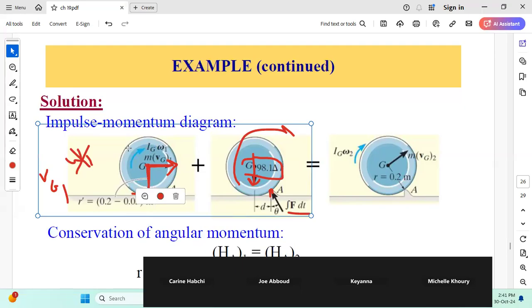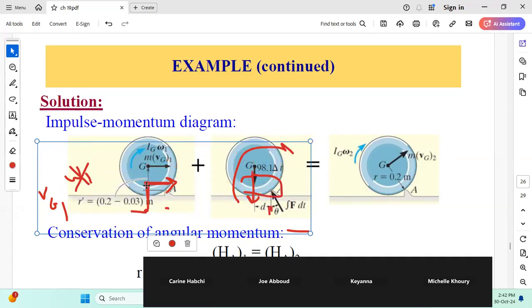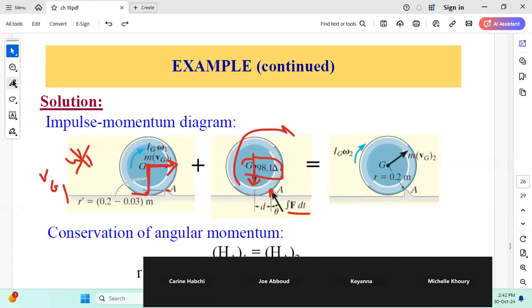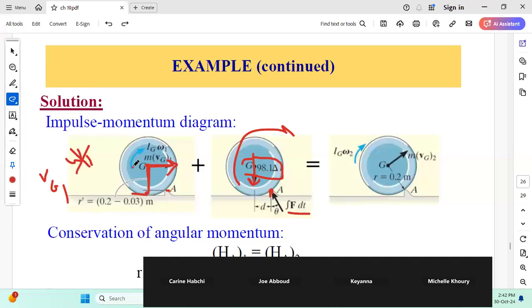you have to account for two terms when you calculate the angular momentum about A. You need to account for Ig omega 1 plus the moment of mvg1 about A, and to consider the mvg1 moment, you have mvg1 times the distance from G to A. This perpendicular distance, okay, one second, let me annotate. This is the perpendicular distance of interest, which is equal to the radius of the disk minus this small height here, which is given in the problem to be 0.03 meters.